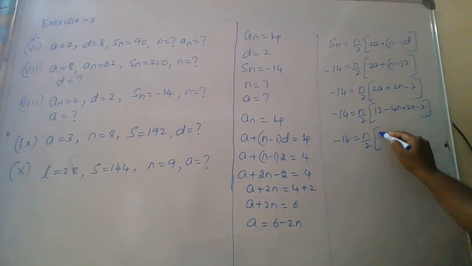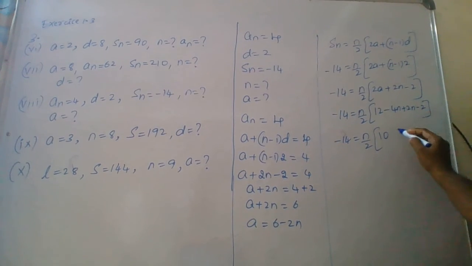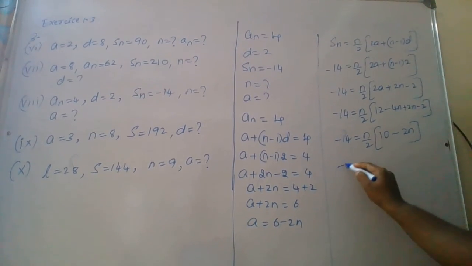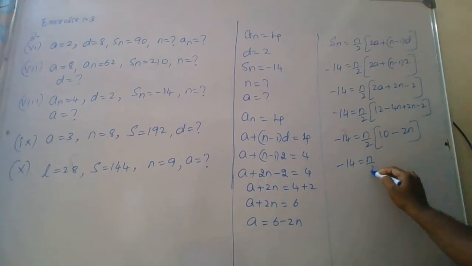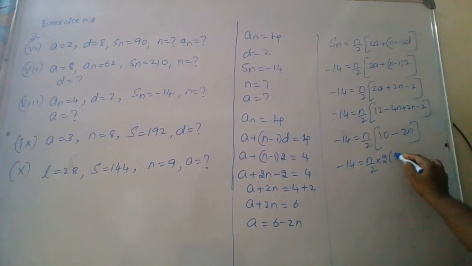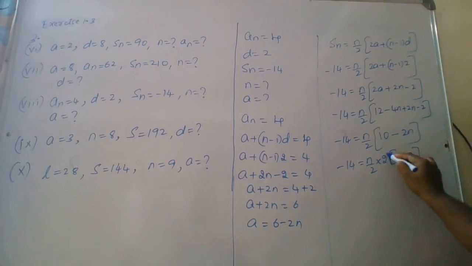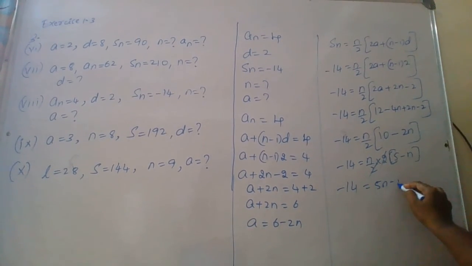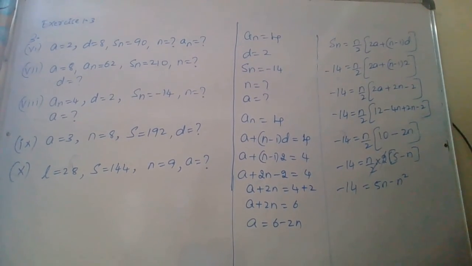So minus 14 is equal to n by 2. So 12 minus 2 is 10. Minus 4n plus 2n is minus 2n. Here you can take 2 as common. If you take 2 as common, 5 minus n will be left out. So 2 gets cancelled. Minus 14 equals 5n minus n square. If this n square is positive, it is very easy to solve.